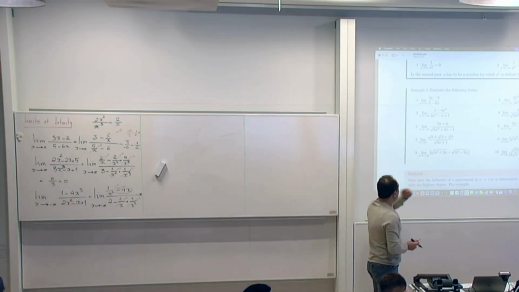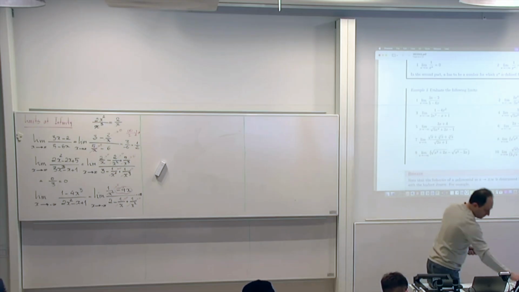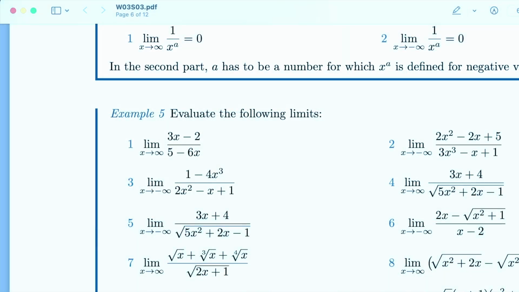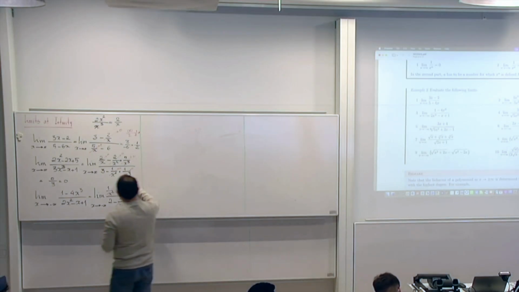For example, let me skip 4. The difference between 4 and 5 is just that. So the difference between 4 and 5, as you see, is that this is the same function here and there, but here it goes to infinity, here it goes to minus infinity. The infinity is simpler. Let me solve number 5. I hope that you see the difference.